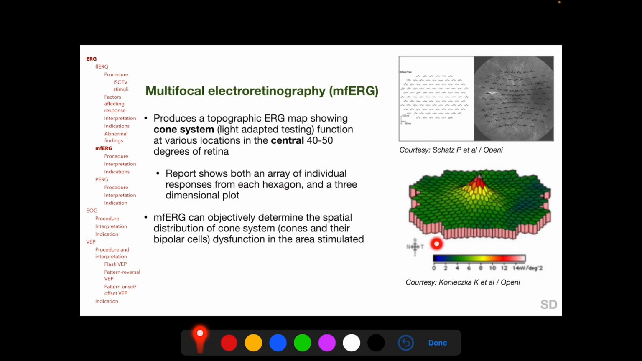Unlike pattern electroretinography, multifocal electroretinography can objectively determine the spatial distribution of the cone system function in the central 40 to 50 degrees of the retina, which includes the macula and the perimacular region. In contrast, pattern ERG assesses the central 15 degrees of the retina and is so more limited to the macula.